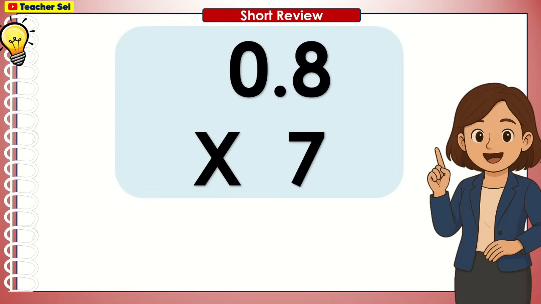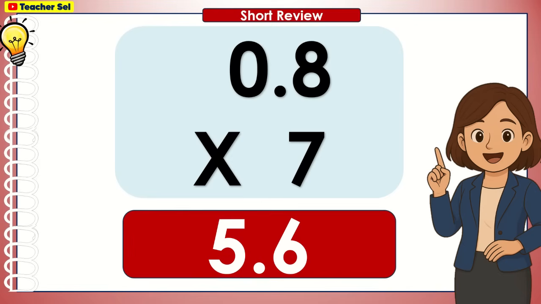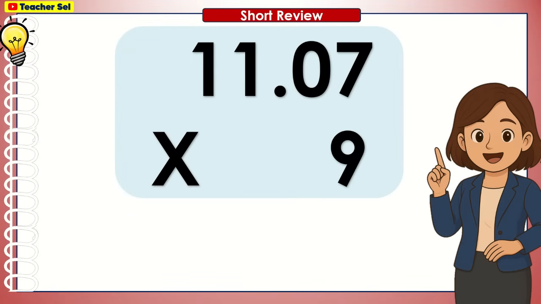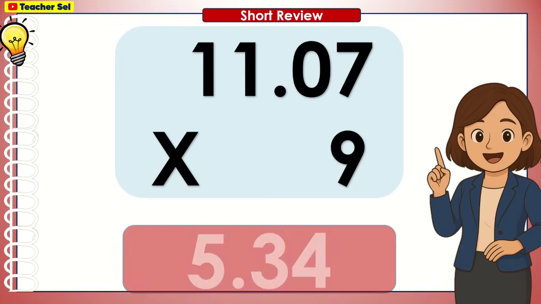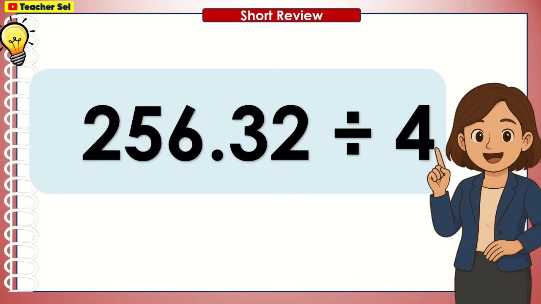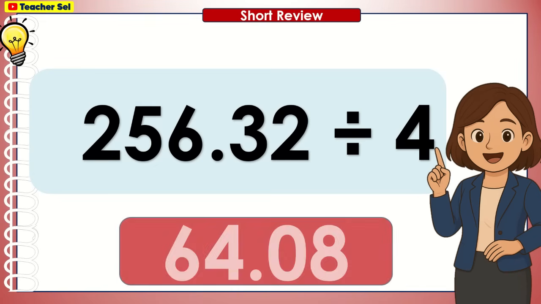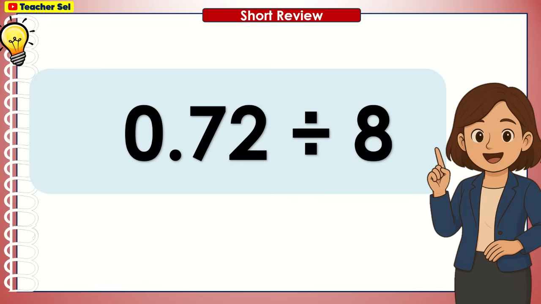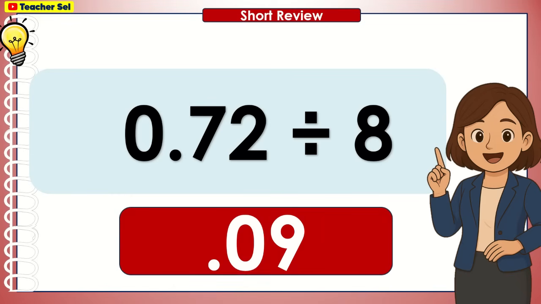0.8 times 7. 5.6. 11.07 times 9. 5.34. 256.32 divided by 4. 64.08. 0.72 divided by 8. 0.09.